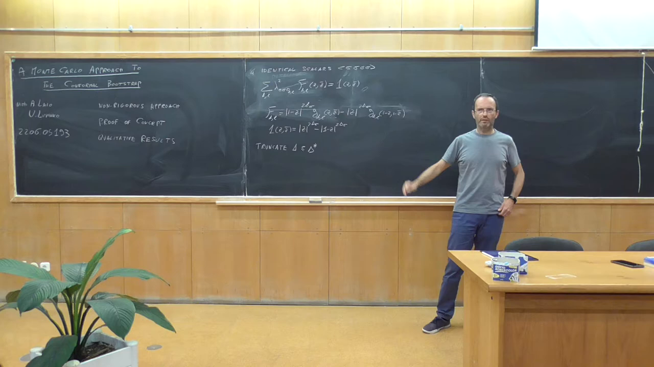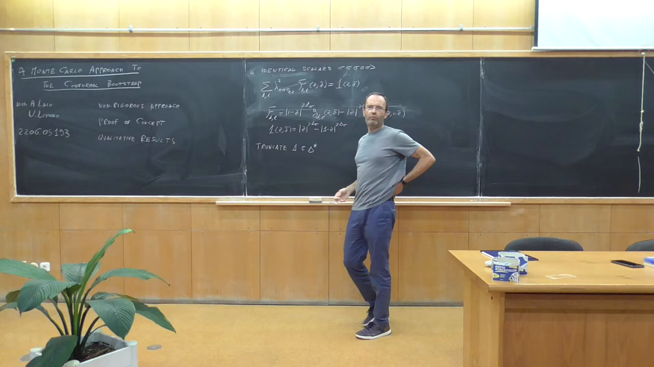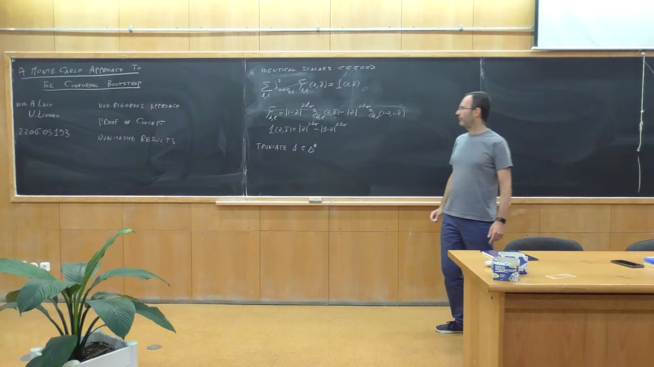So if unitarity is imposed, then if you put a cutoff on delta star, automatically you have a cutoff on the maximum spin exchange that you can have. So I'm imposing unitarity.